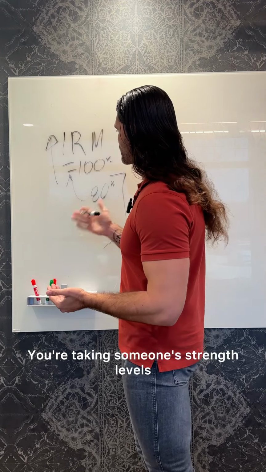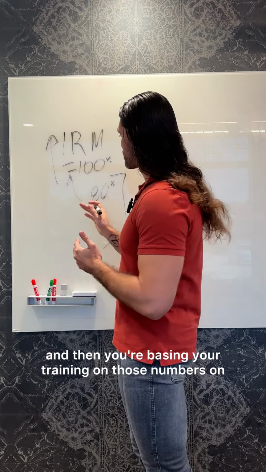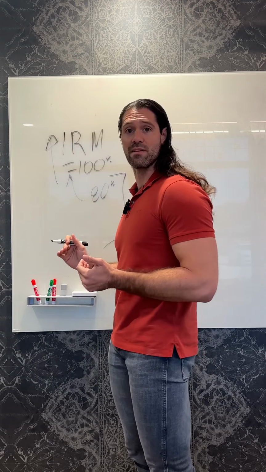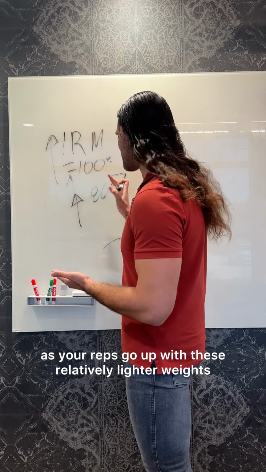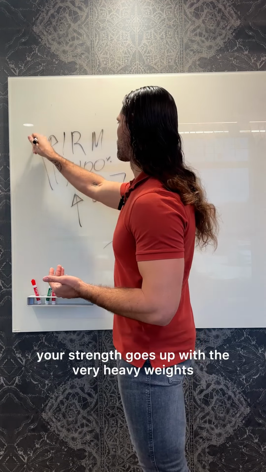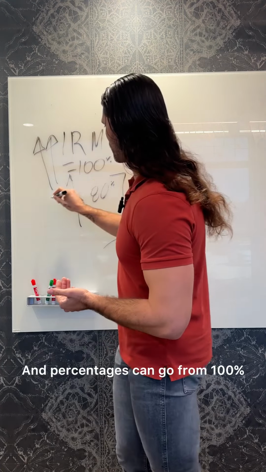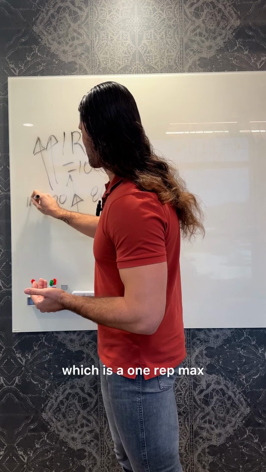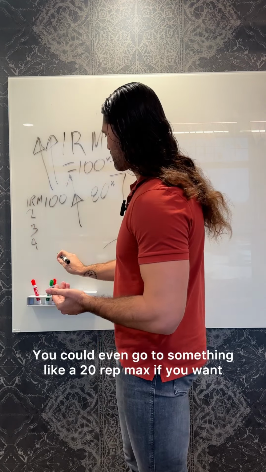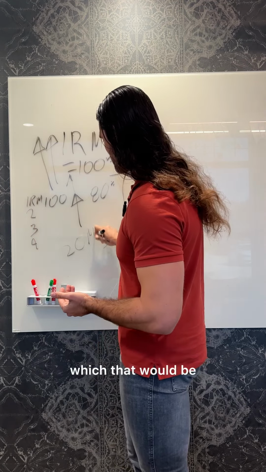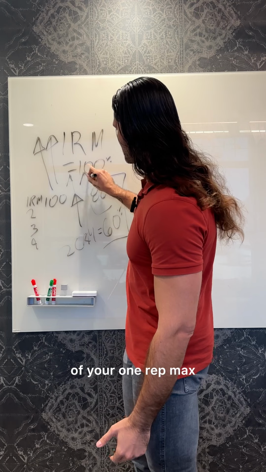You're taking someone's strength levels, you're applying numbers to them, percentages, and then you're basing your training on those numbers, on that current level of strength. And over time, as your reps go up with these relatively lighter weights, your strength goes up with the very heavy weights. That's how percentages work. And percentages can go from 100%, which is a 1 rep max. They can go to 2, to 3, to 4. You could even go to something like a 20 rep max if you want, which would be about 60% of your 1 rep max.